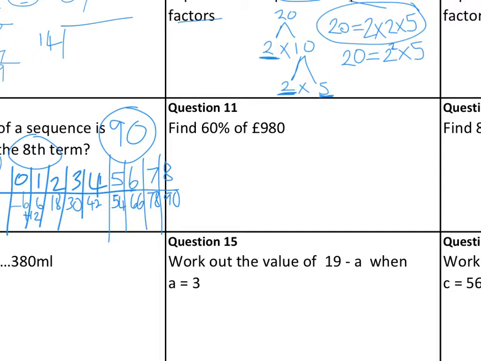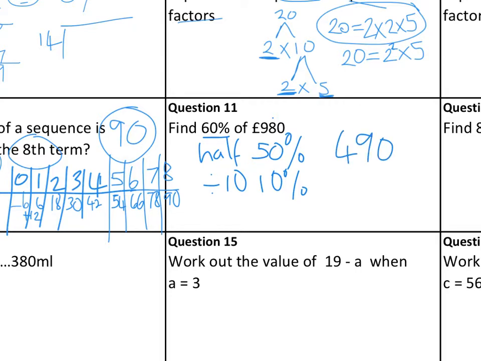Find 60% of 980. Well, I like 50%. That's just halving it. And I like 10% because that's dividing it by 10. Half of 980 is 490. 980 divided by 10 is 98. But add them together, £588.